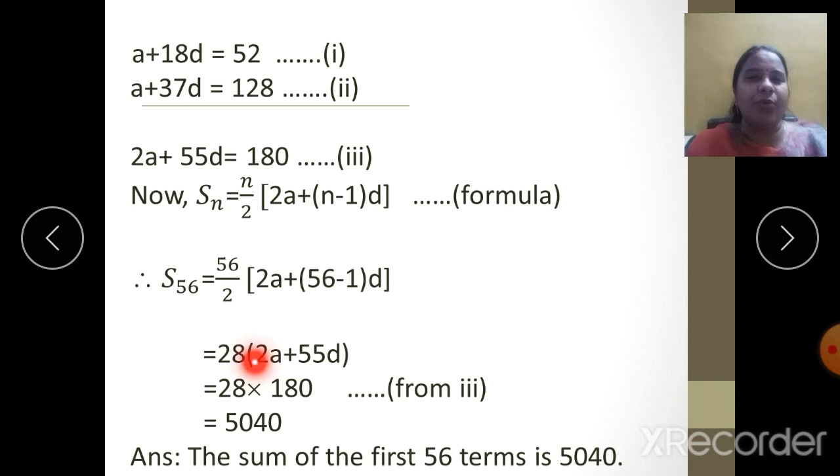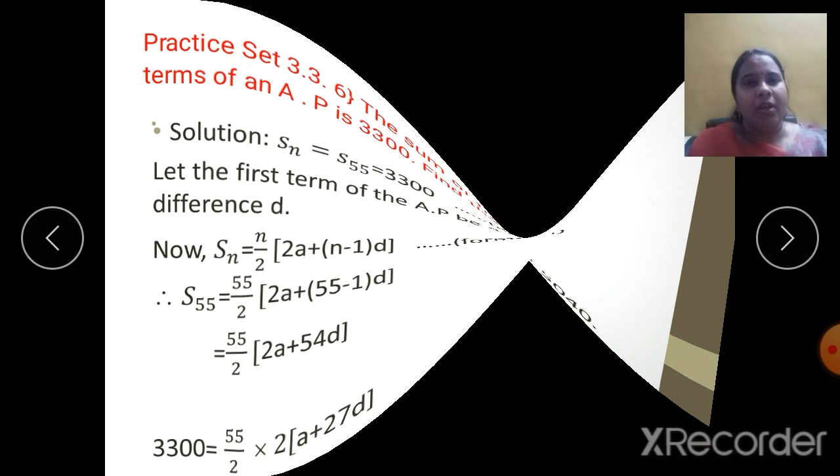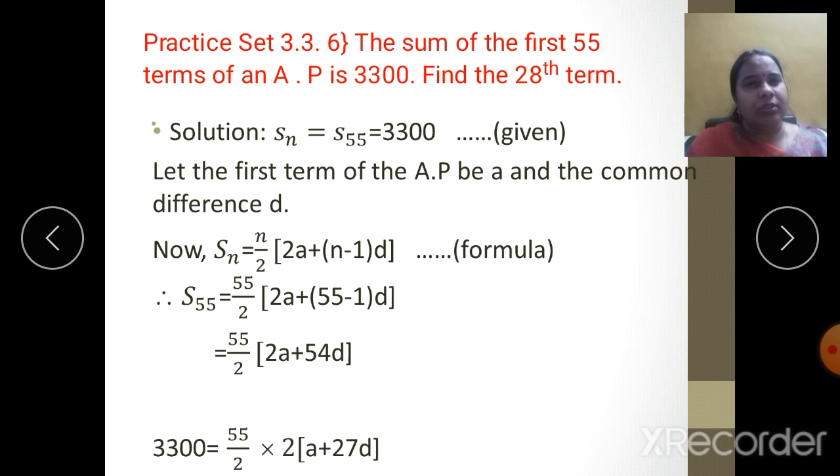So this is what we are going to substitute here. From where? From equation 3. So 28 into 180. Reason you write from 3. And when we multiply this, we get 5040. So final answer is what? Sum of first 56 terms is 5040. I hope you have understood this. Yes, from the two terms, get two equations, simplify it, use the formula, substitute and get the final answer. Okay. Then move to the next question.